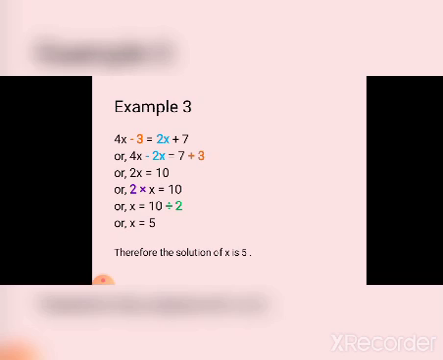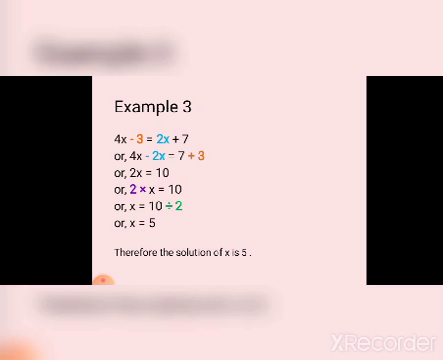Example number 3. 4x minus 3 equals to 2x plus 7. Here we can see that x is there 2 times, right? So let's take all variables on one side and all constant numbers on another side. So 4x minus 2x, why minus 2x? Before 2x there is no sign, it means plus sign is there. So when we take 2x to another side, it will become negative automatically.